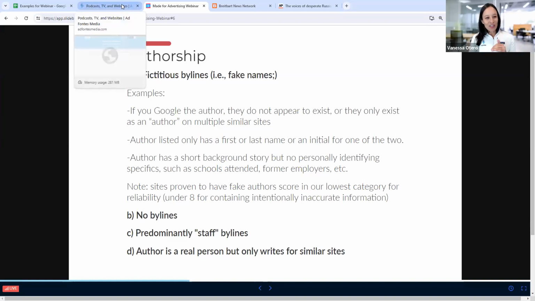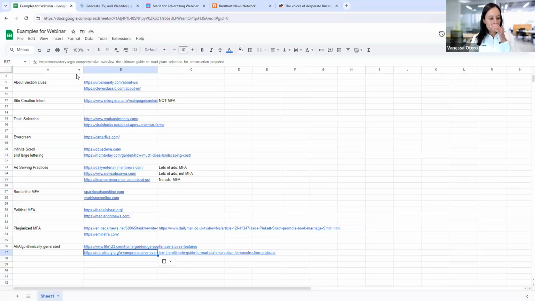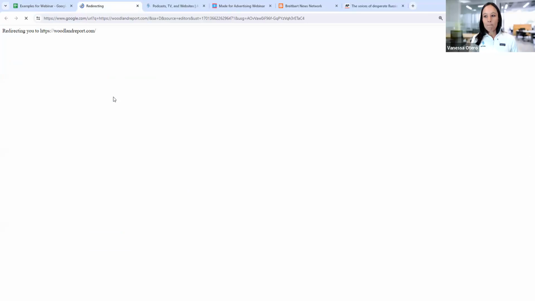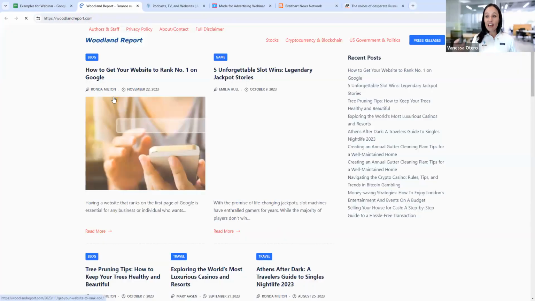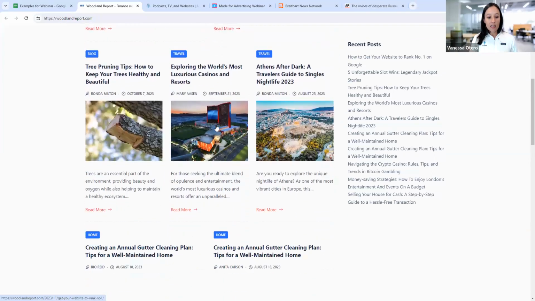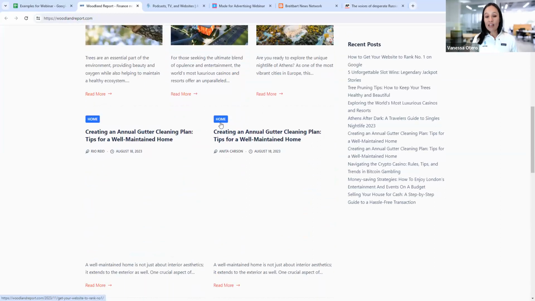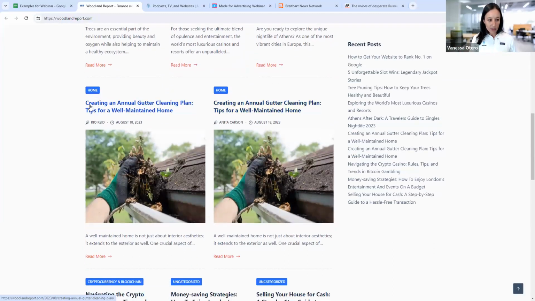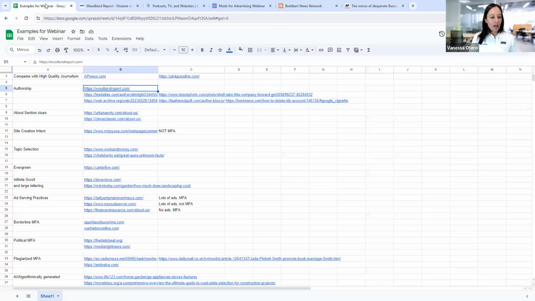We'll get into the issue of AI in a second. So here are some examples. Authorship. Sometimes they're creating this content fast and in as cheap a way as possible. So sometimes they don't even hide the fact that the authors aren't real. Look, this is the exact same article. Creating an annual gutter cleaning plan, tips for a well-maintained home by Rio Reed. And here's a picture. But also the exact same article was written by Anita Carlson. Clearly not a real author there.